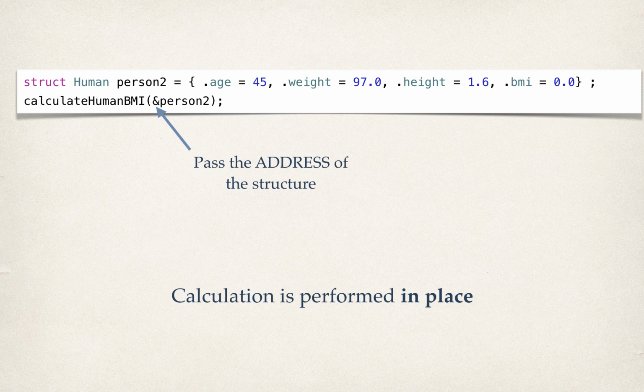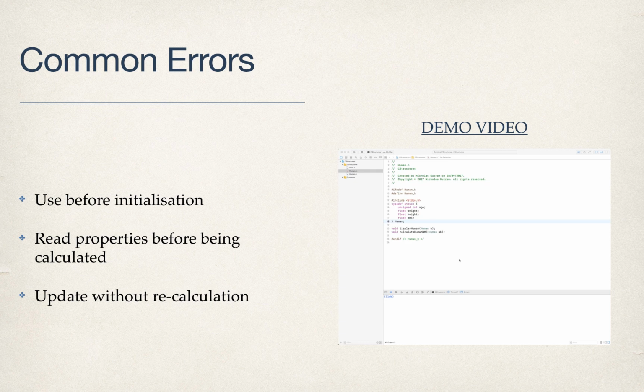Now, so what, you might say? Okay, now there are some common errors that are made. That is use before initialization. So if I didn't set the age, weight and height and then started to calculate the BMI, what data is it using? Is it zeros? Is it something else?